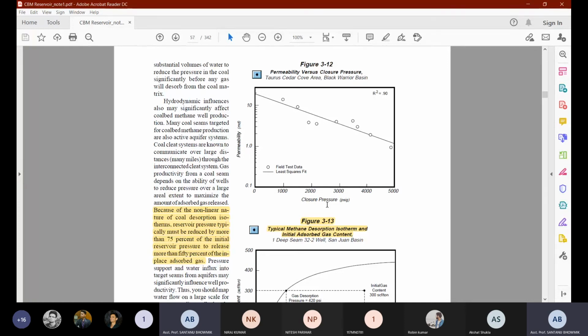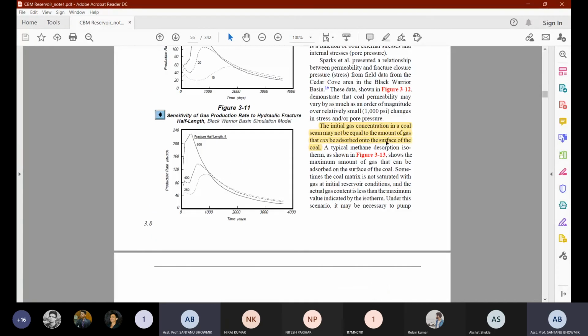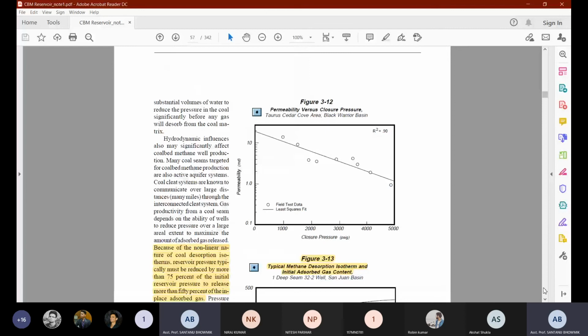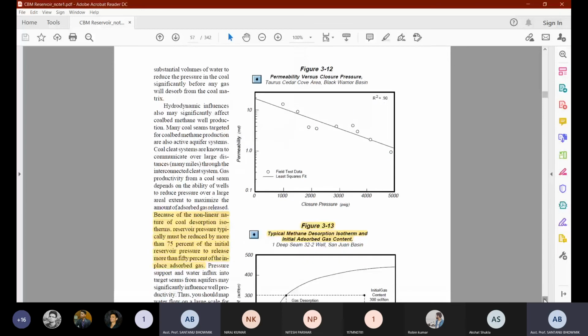So what will be the effect? If the permeability is going to reduce, you have seen the effect. The gas production is going to decrease, so your gas output will also decrease. So these are some additional considerations which you need to know about the gas production.